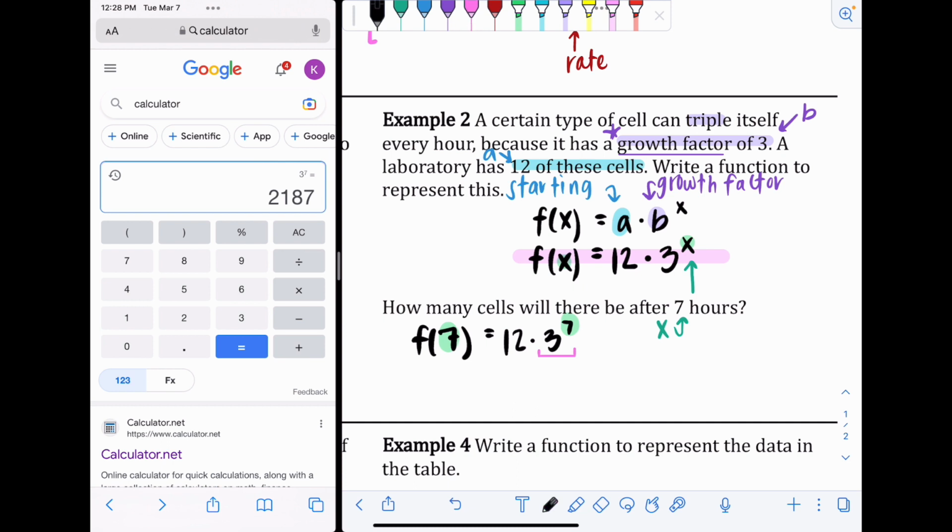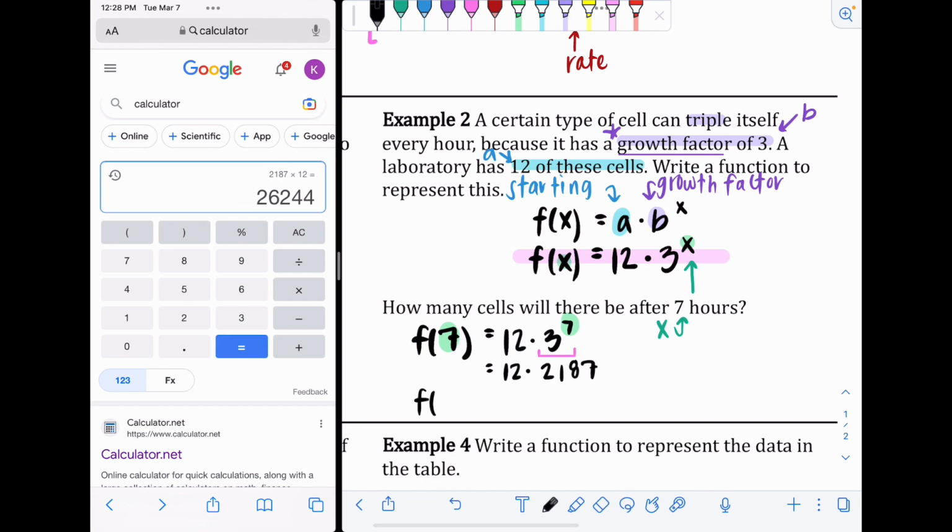2,187. So this is going to be 12 times 2,187, and you see that's a lot different than 21 because it's not 3 times 7, it's 3 times 3 times 3 times 3, 7 times. And then now I can take that 2,187 and I can multiply it by 12. And that would give me 26,244.